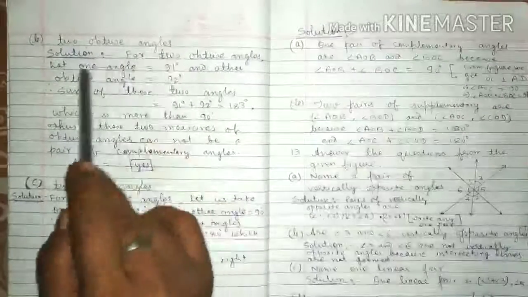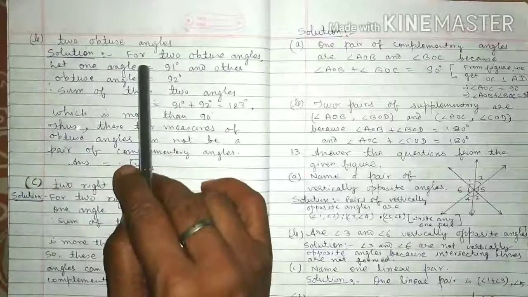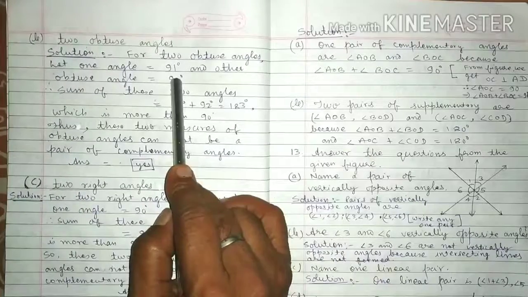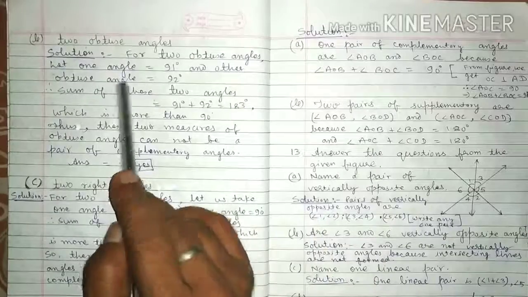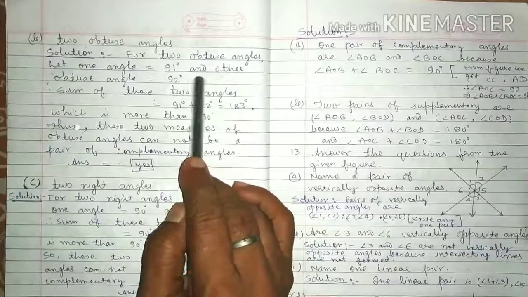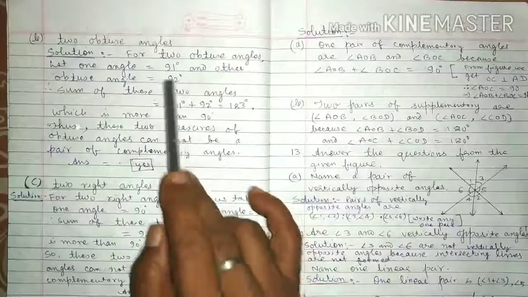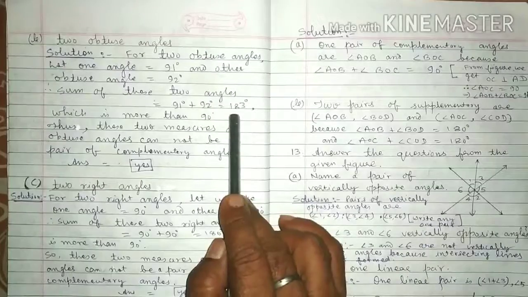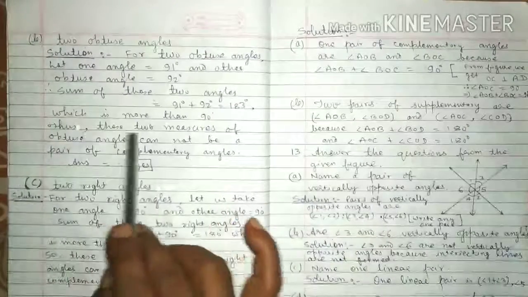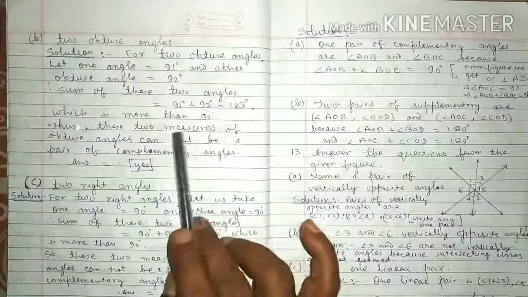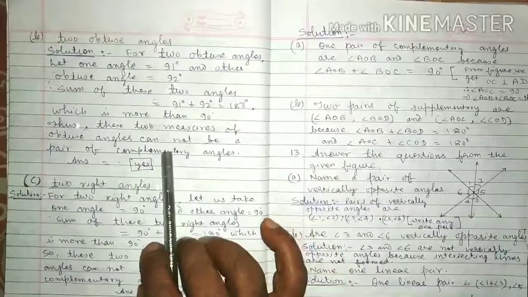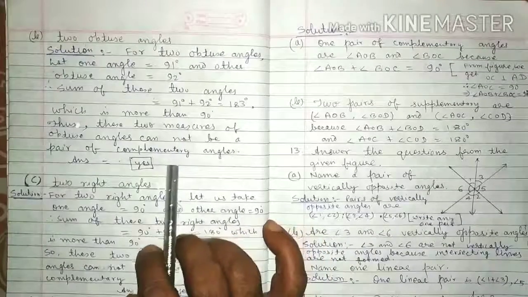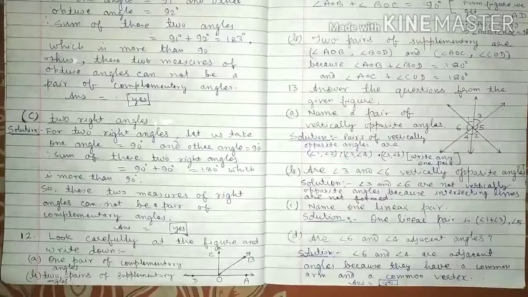Now, question B. 2 obtuse angles. For the solution of this question, for 2 obtuse angles, let us consider one angle equals 91 degree and other obtuse angle equals 92 degree. Sum of these 2 angles equals 91 degree plus 92 degree, that is 183 degree, which is more than 90. Thus, these 2 obtuse angles cannot be a pair of complementary angles. Answer, yes.